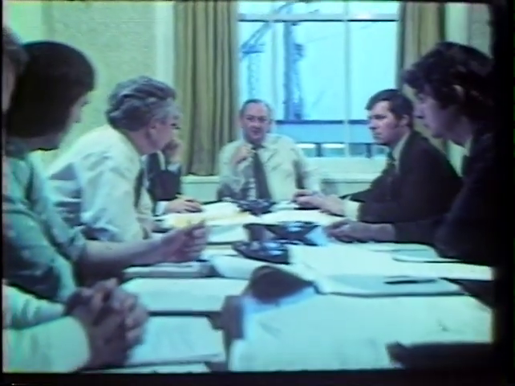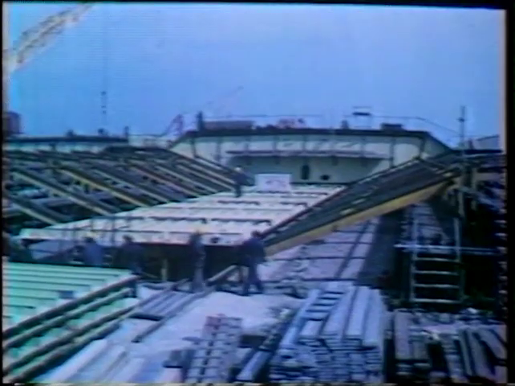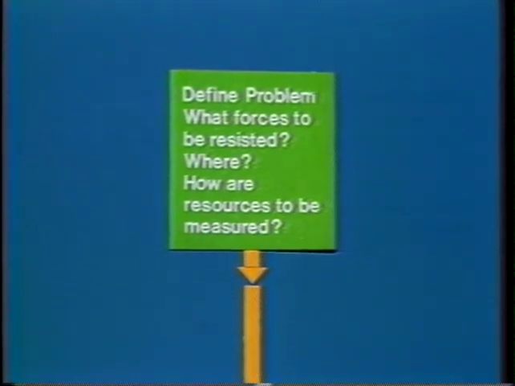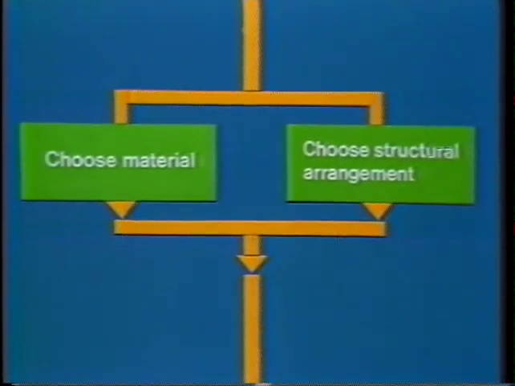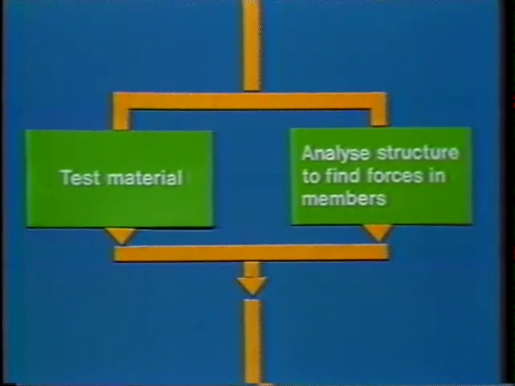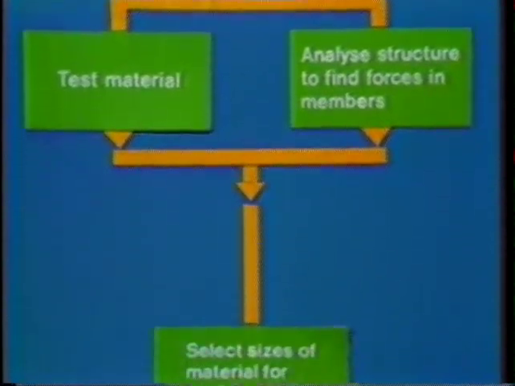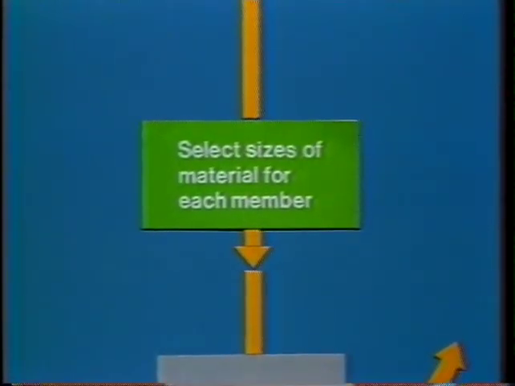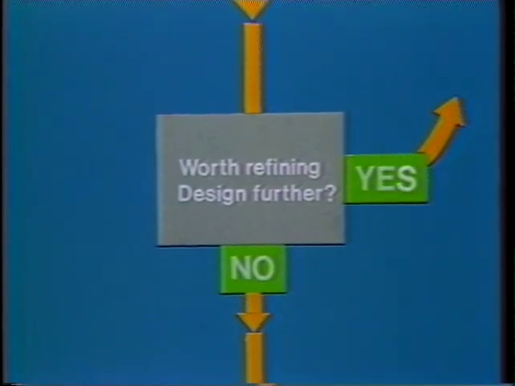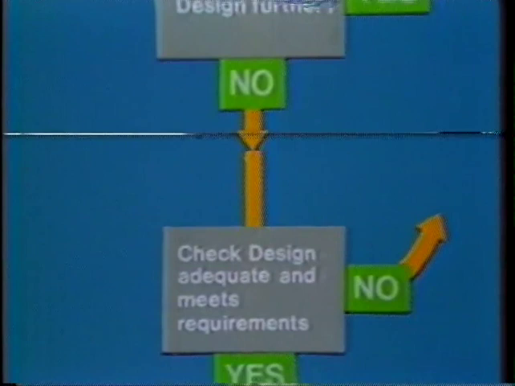After the decision to proceed, a final check that the structure meets all the objectives should be made before starting construction. Let us look at the whole sequence. First, define the problem. Then choose the materials and choose the structural arrangement. Then test the material and analyze the structure to find the forces in the members. Select the sizes of material for each member. Does the design need further refinement? Does the design meet the requirements?